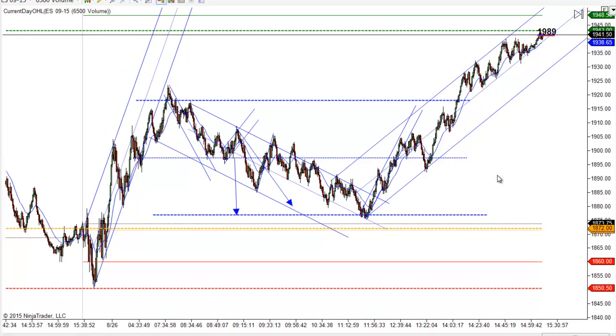So those are the things that you look for. And particularly when you get a move like this and it starts correcting, look for those 50% moves. Look for something to happen around that, somewhere around that 50%. It could be a little bit less or a little bit more.